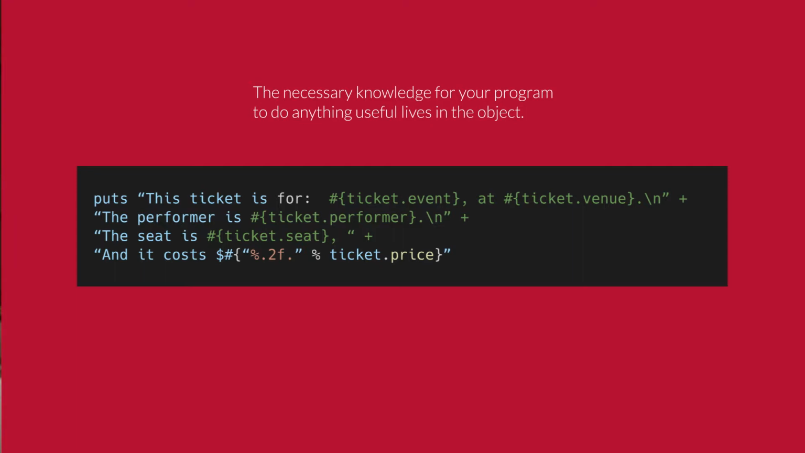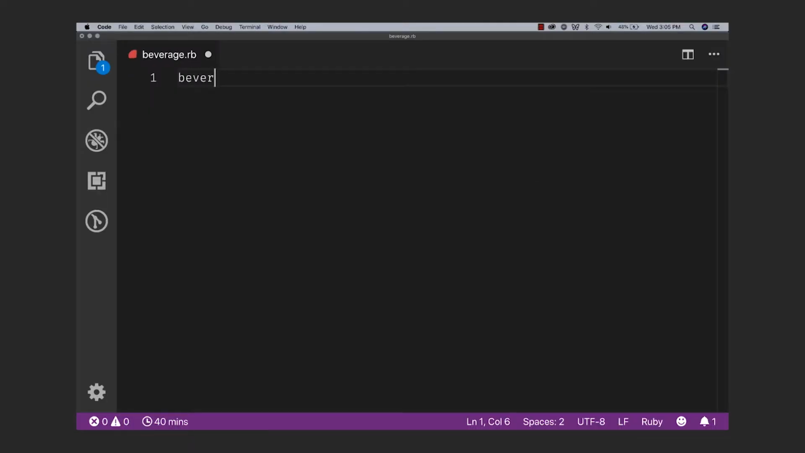We're going to do this next part together. We're going to create a beverage item with a few abilities and attributes. First, let's instantiate an object. Now, let's give our beverage a few attributes.